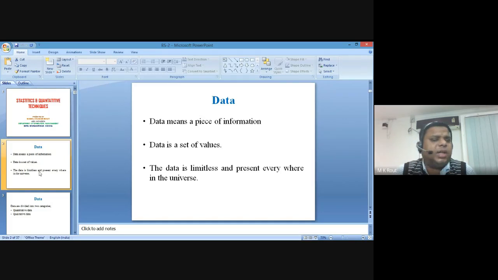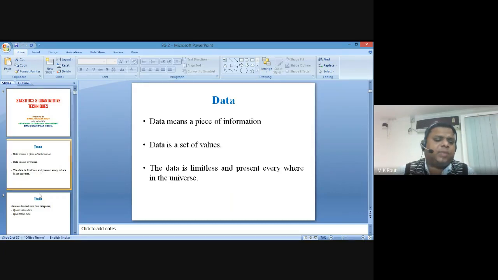The next point is that data is a set of values. What kind of value? Suppose you visited a market where you buy a quantity of materials. In that case, 1 kilo or 1 liter provides a particular value. These are the values of that particular data. The next part is that data is limitless and present everywhere in the universe. Data is a universal term which is used in the form of numbers and digits.